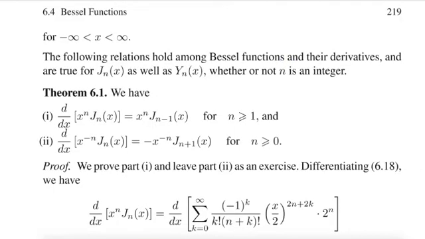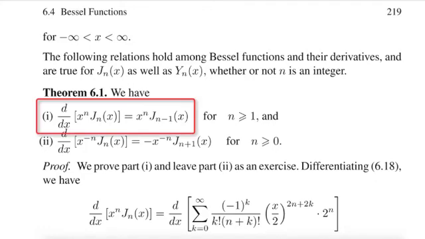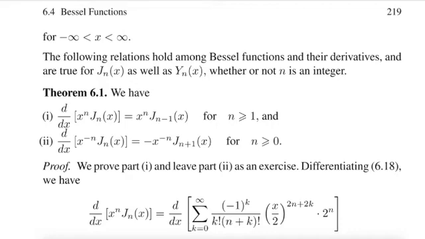For sine and cosine, we know that if we differentiate cosine, we get minus sine. If we differentiate sine, we get cosine. And similarly here, if we differentiate the Bessel function jn multiplied by x to the n, we get the Bessel function jn minus 1 multiplied by x to the n. And similarly for a negative exponent. So there are also relations between the derivatives of these Bessel functions, a little bit similar to sine and cosine.